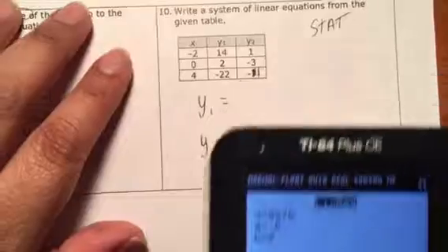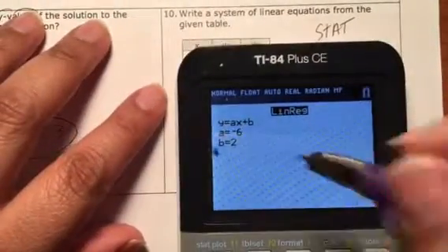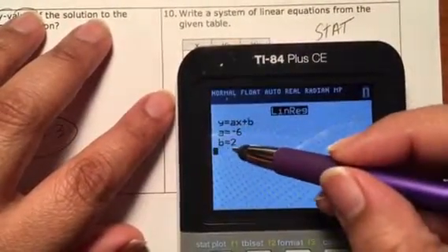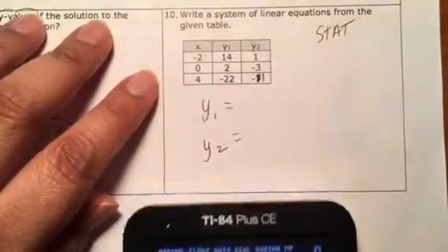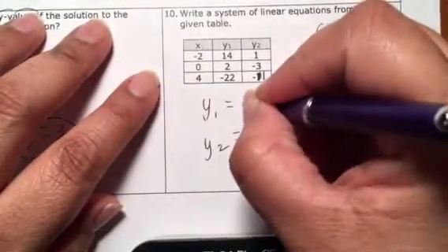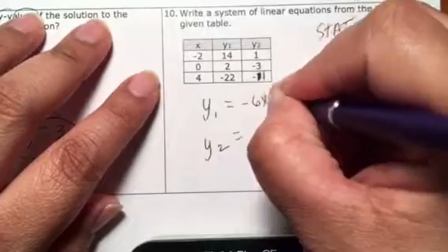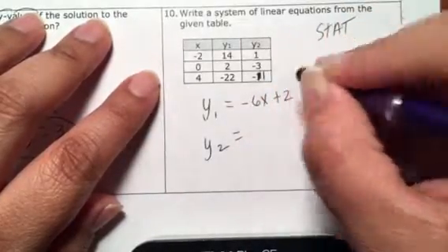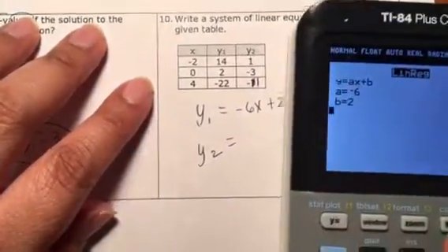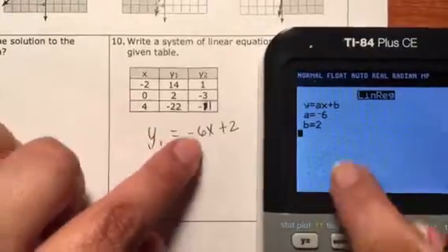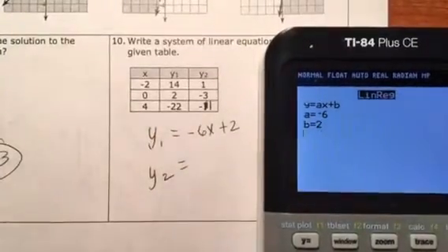So here's my first equation. So I'm going to plug in the -6 where the A is, and the 2 where the B is. So my equation is y equals negative 6x plus 2. Okay? So all I did was plug in numbers where they belong.